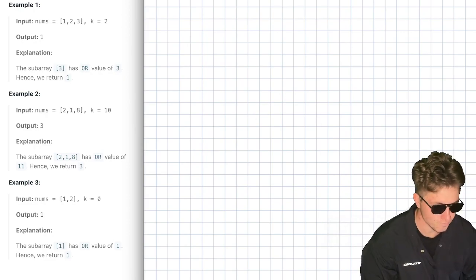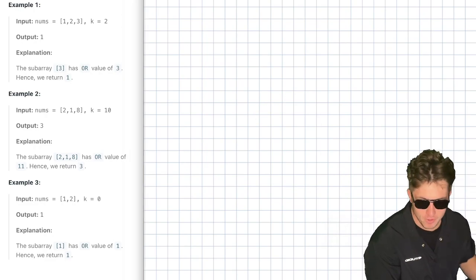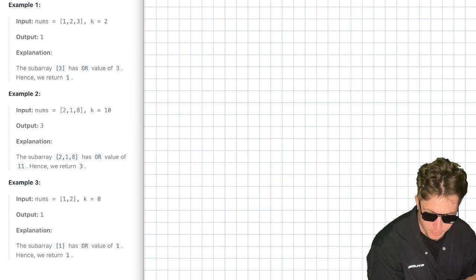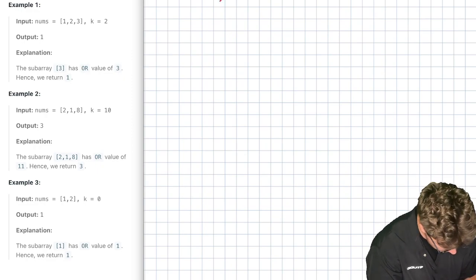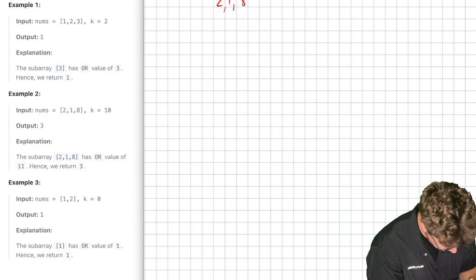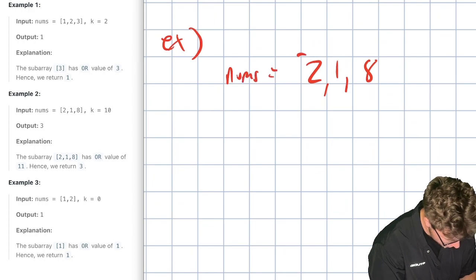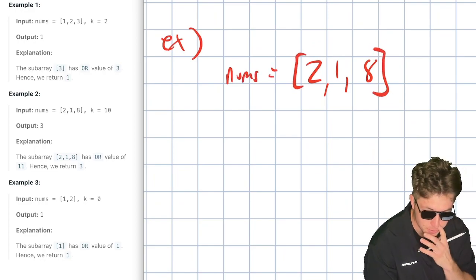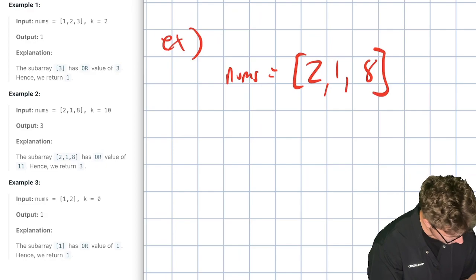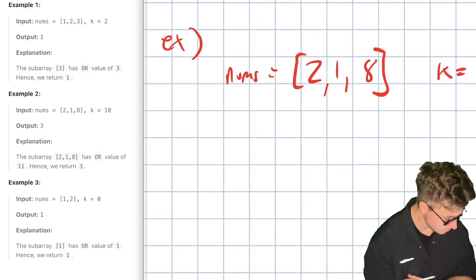All right, so with that, let's go ahead and look at this example 2. And I'm doing example 2 because it has just a little bit more information. Okay, so we're going to have our example here. So nums equals 2, 1, 8. Can you guys see that? Yes, you can. And we have a k value equaling 10.